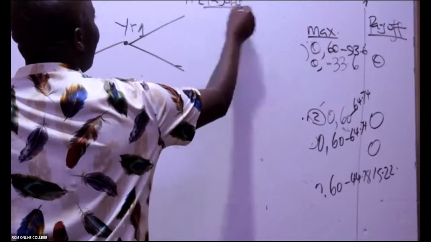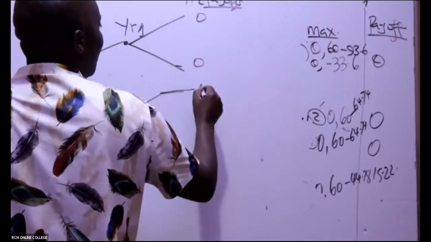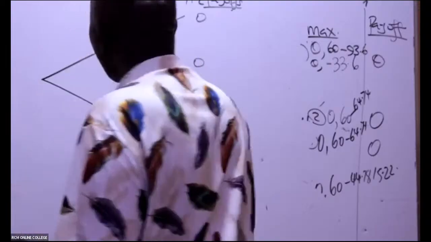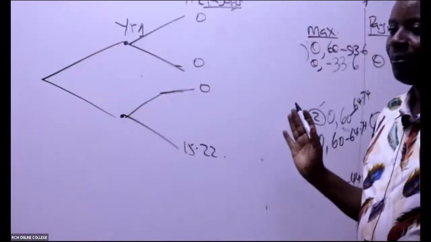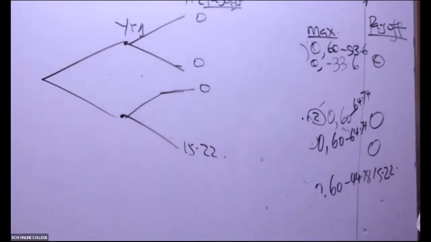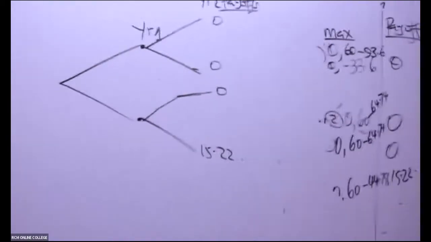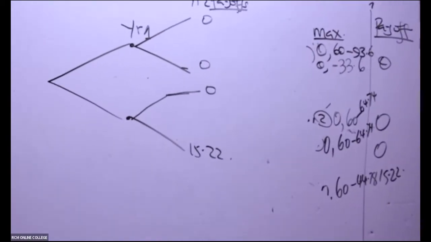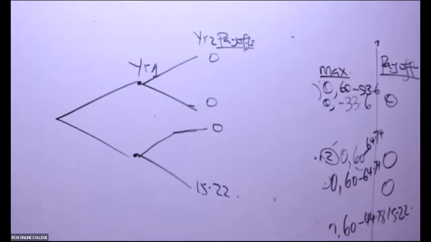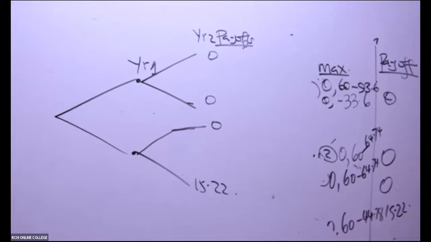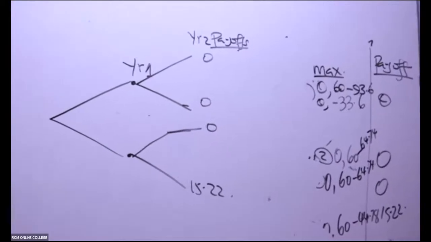So the payoffs are 0, 0, 0, and then we have 15.22. Only payoffs. I need to expand this a little bit. Yeah, that's much better. Payoffs only. Don't bring any other thing there.